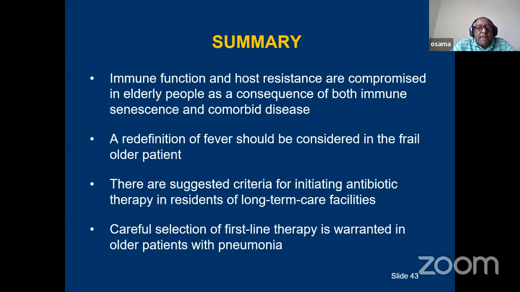In summary, immune function and host resistance are compromised in elderly people as a consequence of both immune senescence and comorbid disease. A redefinition of fever should be considered in the frail older patient. There are suggested criteria for initiating antibiotic therapy in residents of long-term care facilities. Careful selection of first-line therapy is warranted in older patients with pneumonia.